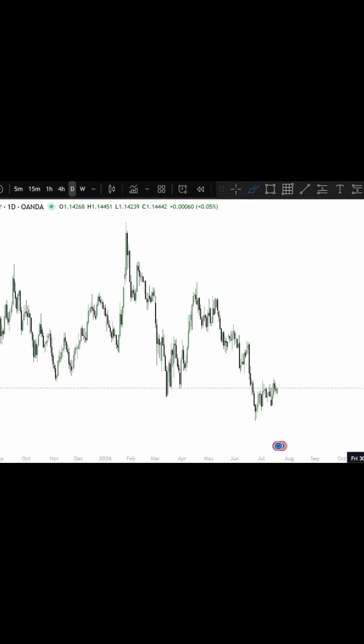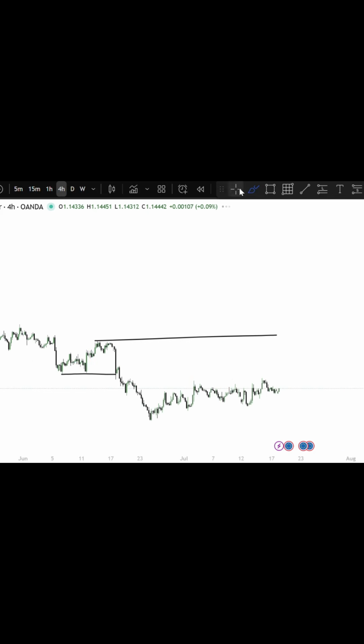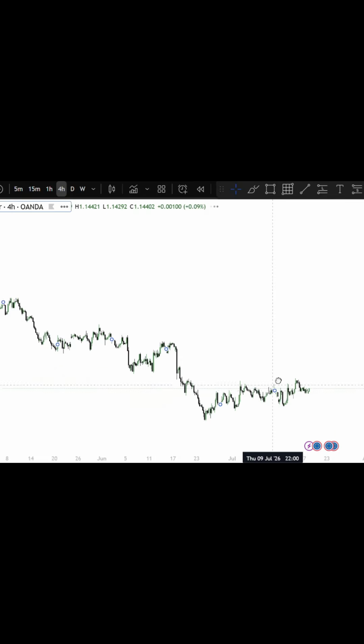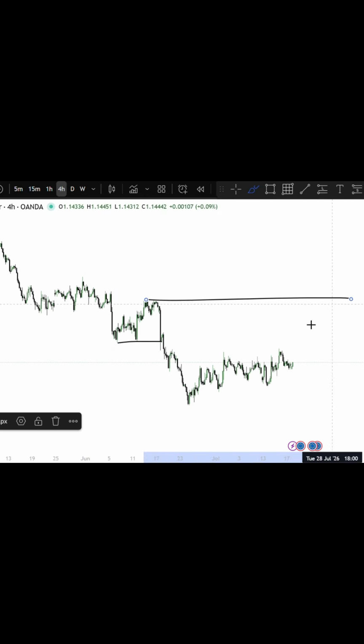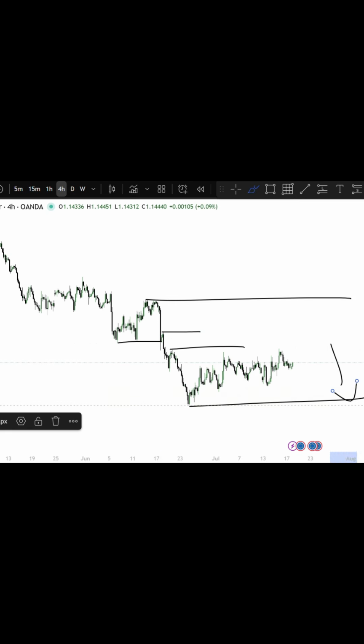If we go down onto the 4-hour time frame, what we can see is we've had a break of structure over here. This is our swing high and this is our swing low. Now, at an absolute minimum, I want to see some of these highs get taken, even if we are to see that next downside move.